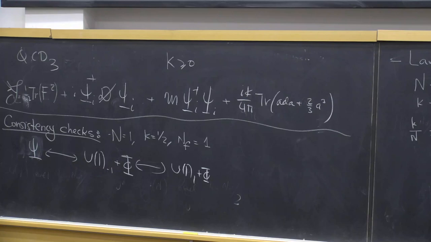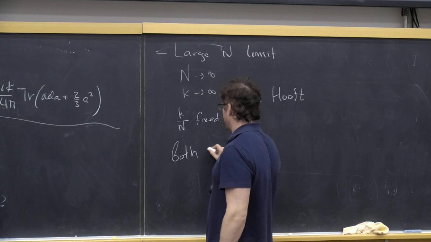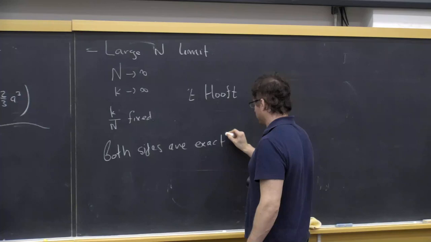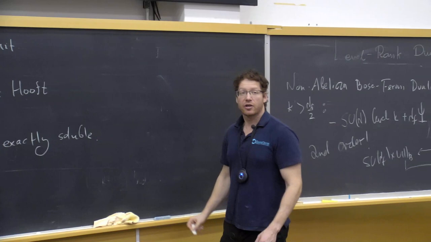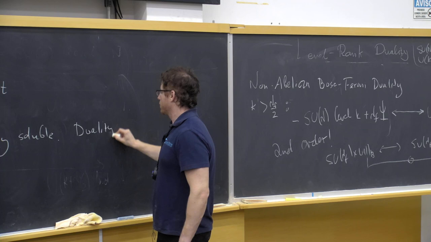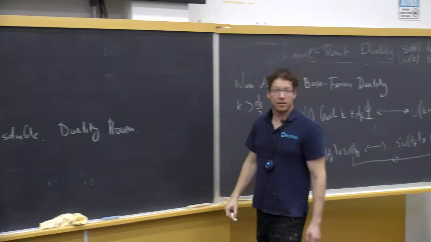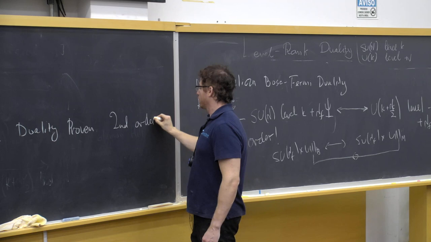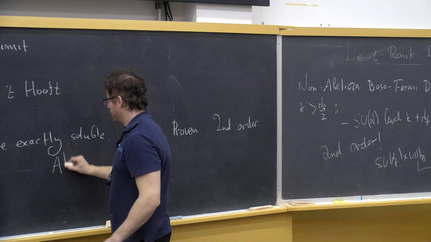It turns out that in this limit, both sides of the duality are exactly soluble. So these are certain large n models which are exactly soluble. And the duality can be proven in this limit. And furthermore, you can verify that the transitions are second order. And you can compute all the critical exponents. This line of work is by two collaborations by Aharony, Minwalla, and others.